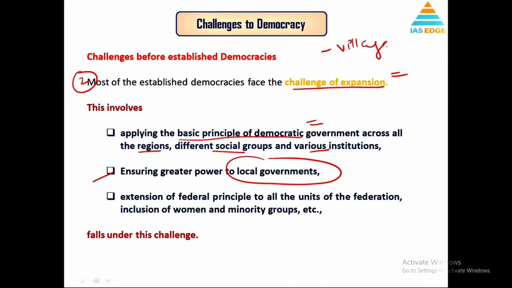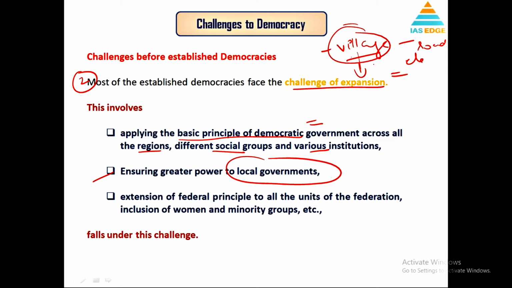वो democracy कैसे नीचे जा रहा है? How it is reaching to the masses, to the people. Yesterday we discussed about the Panchayati Raj system. That is an example of local government. The second thing I will say, what is the power of Panchayati Raj? Does the Panchayati Raj have the power?